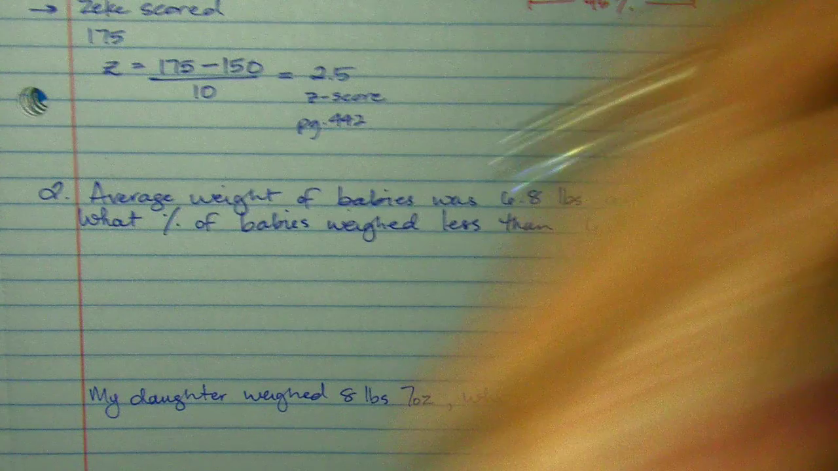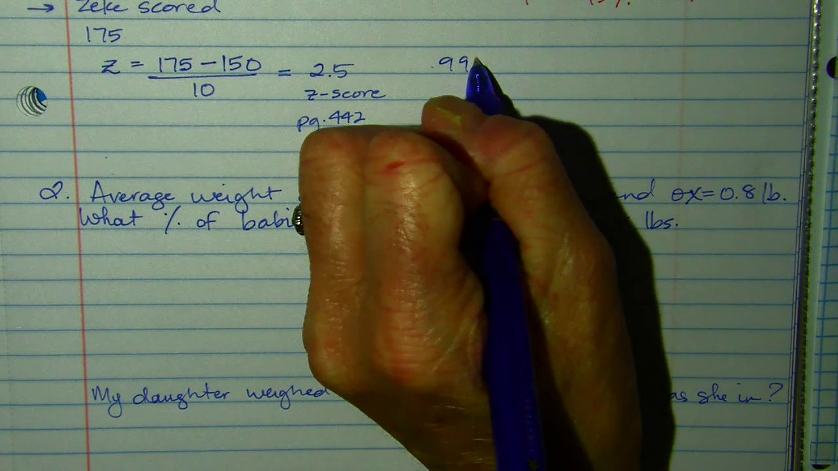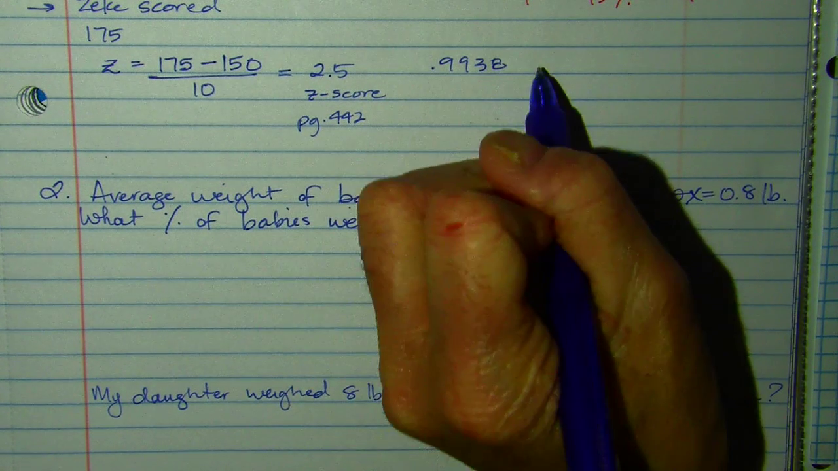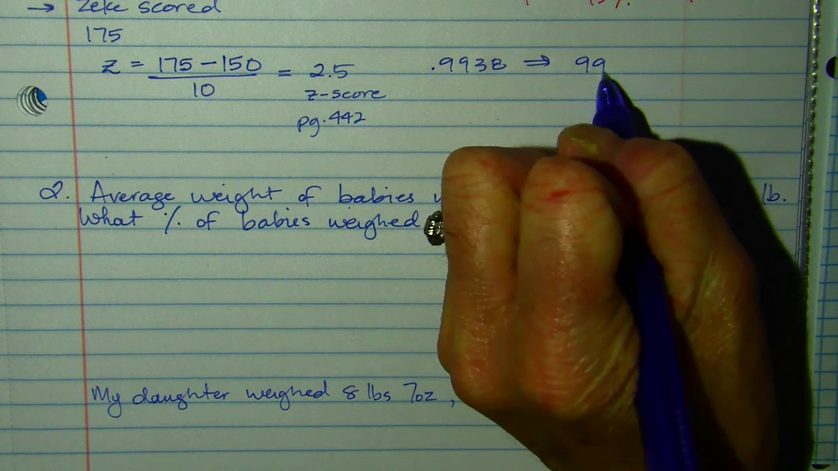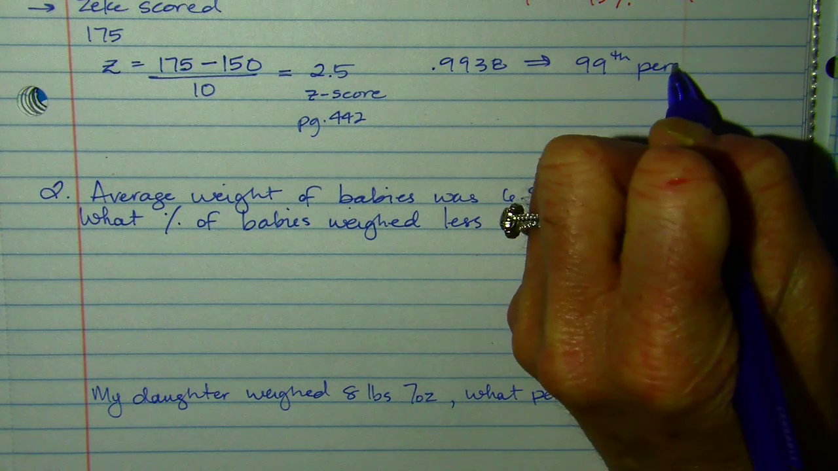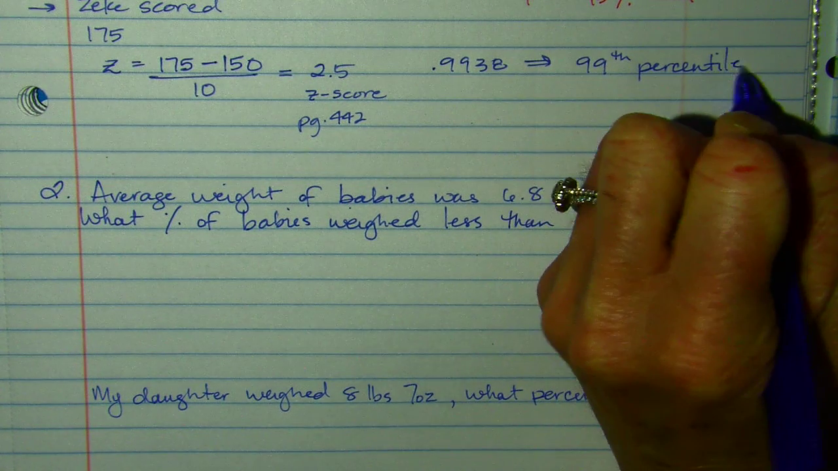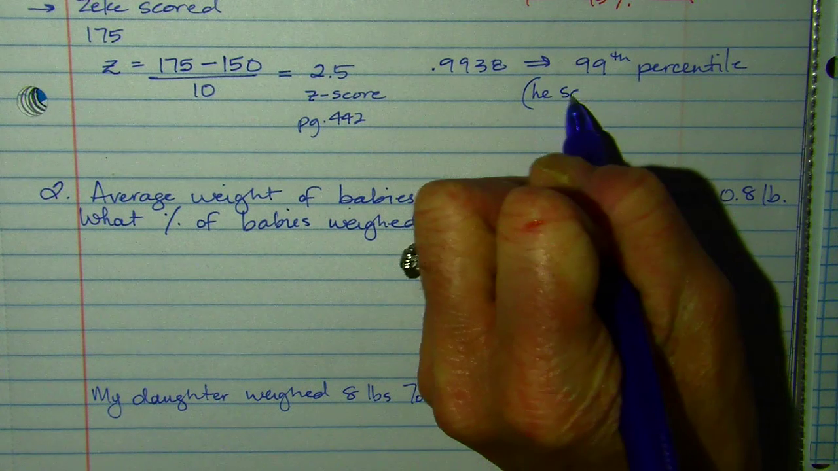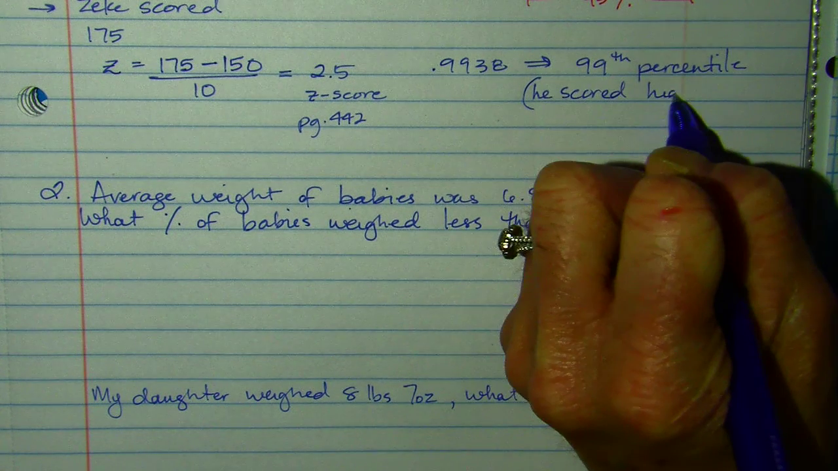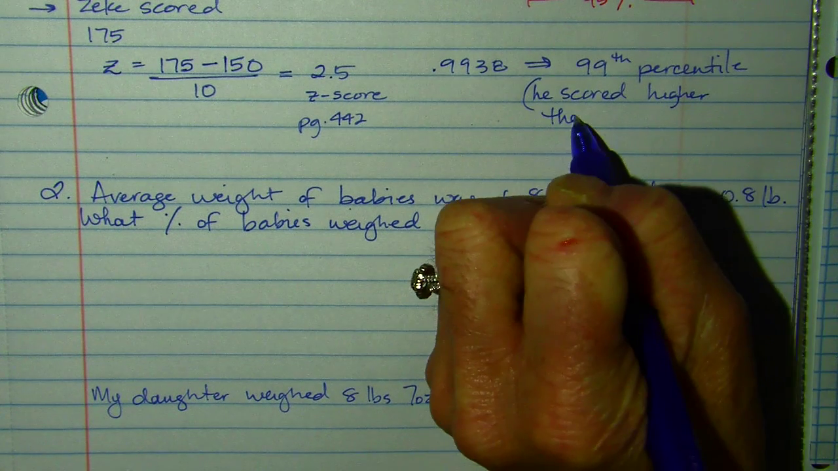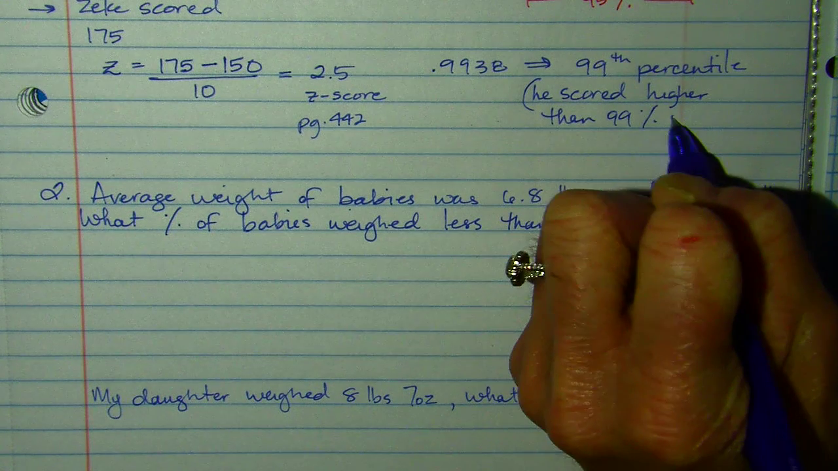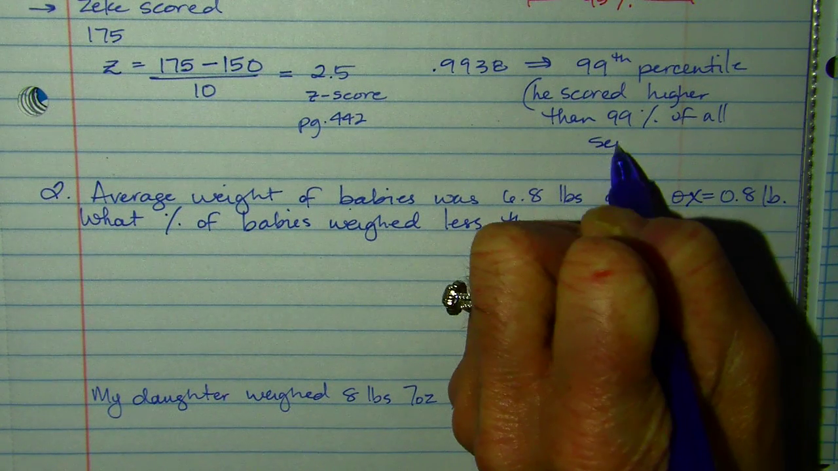So I'm going to write 0.9938. That means that he is in the 99th percentile, which means he scored higher than 99% of all seniors.